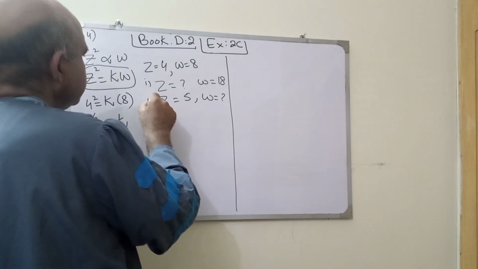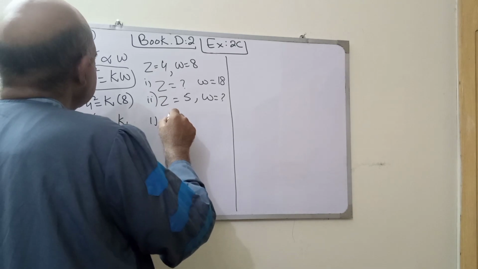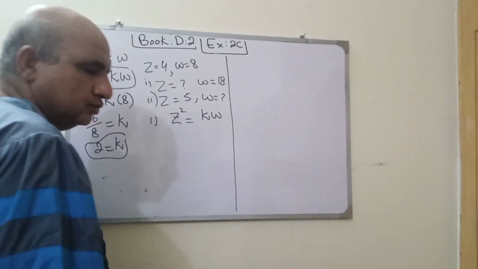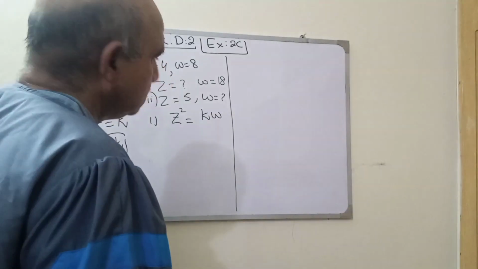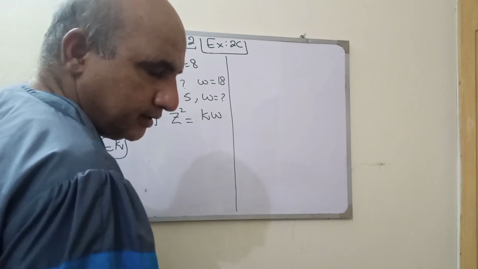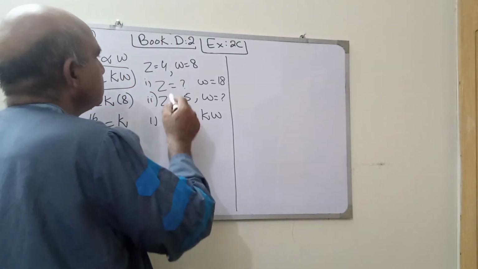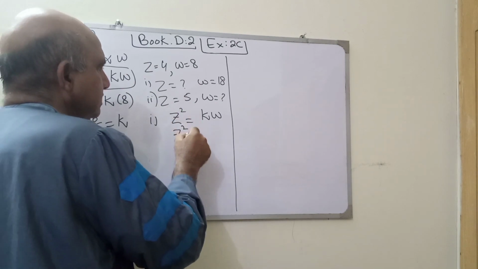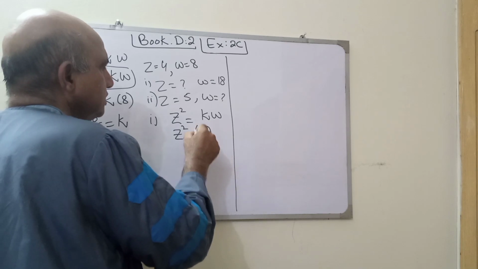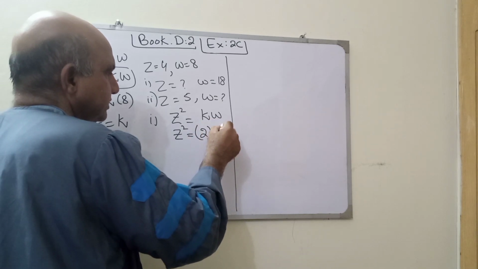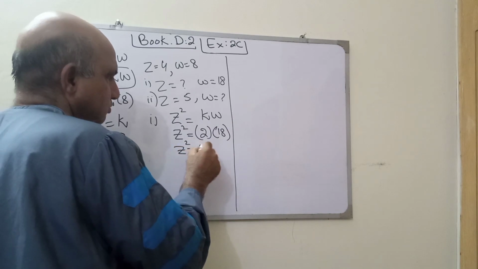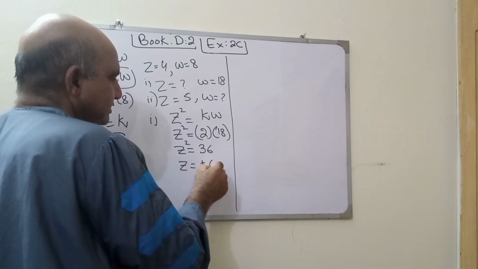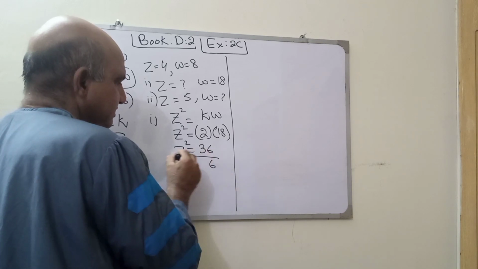Now for the first part, z square is equal to kw. This is the equation connecting z and w, right? So for the first part, we find the value of z when the value of k is 2 and w is 18. So z square is equal to 36. So z is equal to plus or minus 6, or here you can write only 6.